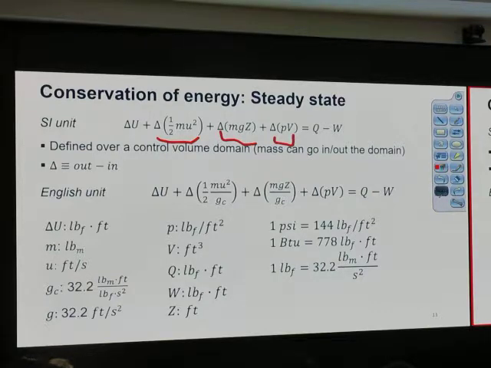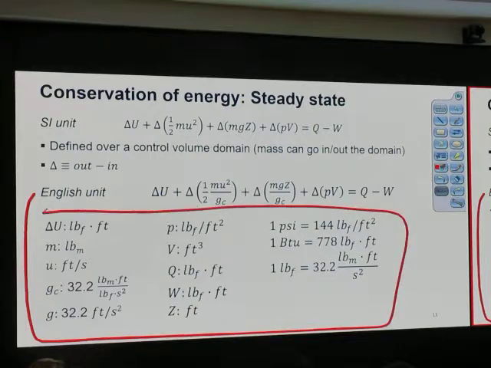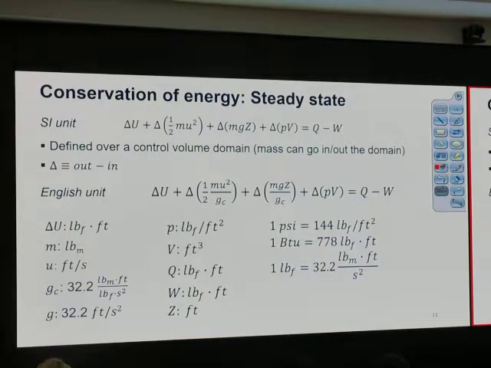This comes from the thermodynamics class. The unit is spelled out over here. This is engineering unit. GC is just a conversion factor. GC actually has units: pound-mass foot per pound-force second squared. Here's a conversion between pound-force and pound-mass foot per second squared. And we have PSI to pound-force per square foot. How many people get 9?